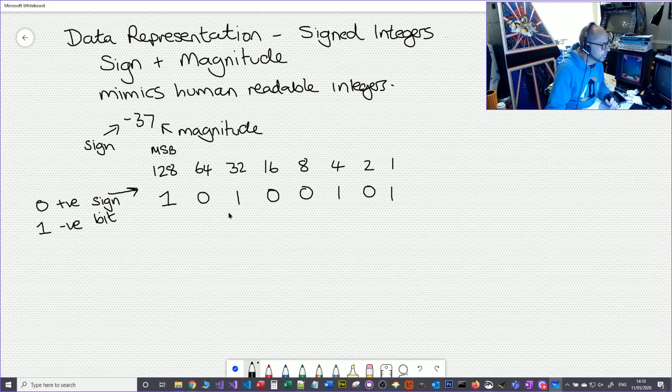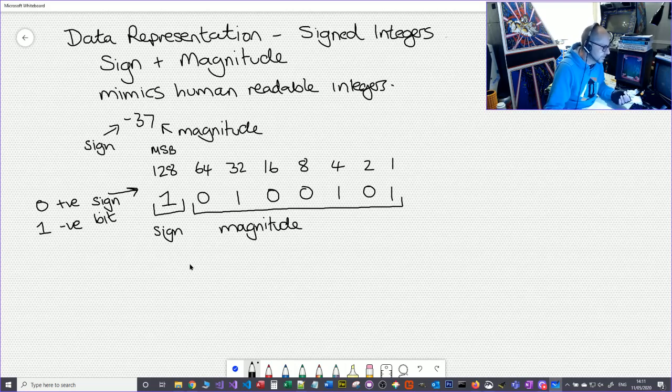Okay, so what we end up with is two parts to our number. We have the magnitude part and we have the sign part. So this is the sign and this is the magnitude. And it's as simple as that. There is a knock-on effect. When we had unsigned 8 bits, the range of numbers that we could have was 0 to 255. So a reasonably large number.